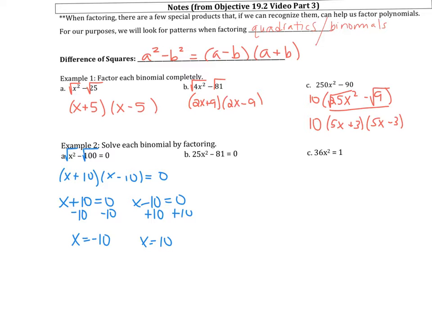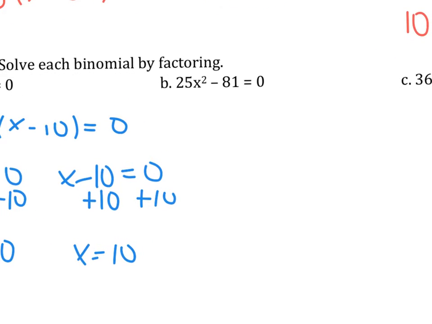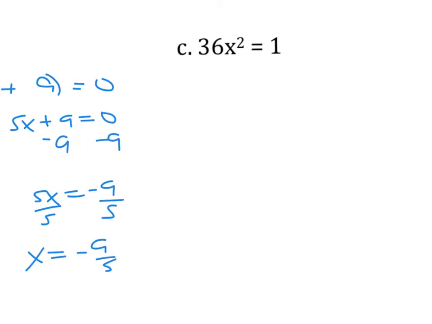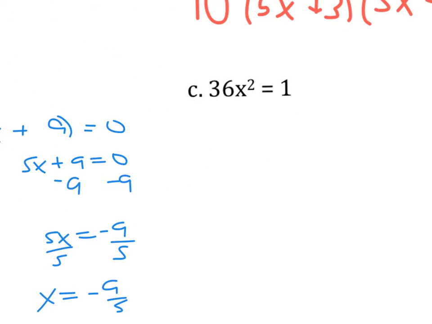Alright, I want you to go ahead and pause the video and complete B, and then unpause and check your answer. Okay, so check over your work and make sure that you got this correct. And then let's take a look at C. So the problem with C is that one side does not equal 0, and that's one of our requirements for when we're doing these. And so the first thing we're going to do is we're going to move this over. They're not like terms, so we're going to keep them separate. 36 and 1 are both perfect squares, so we can factor.